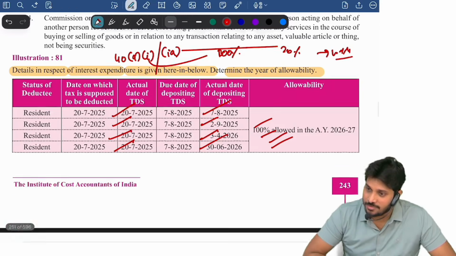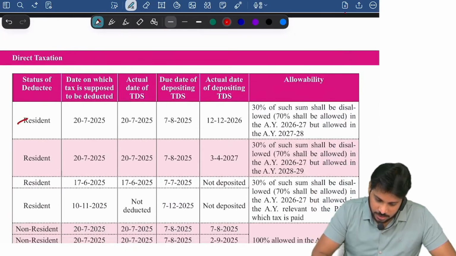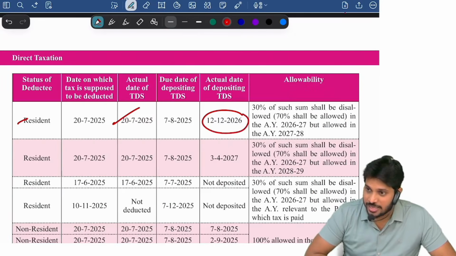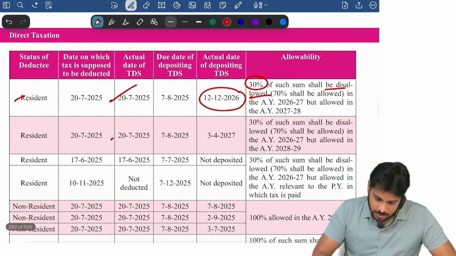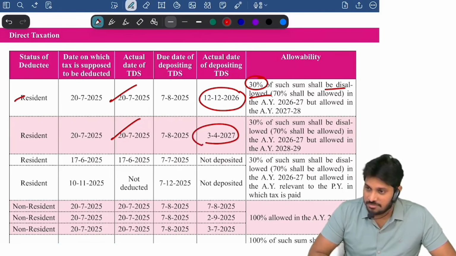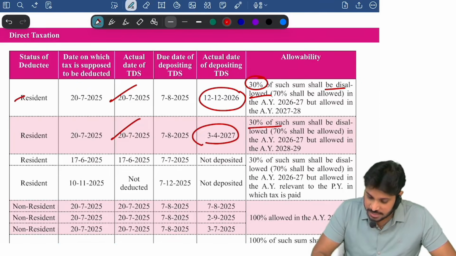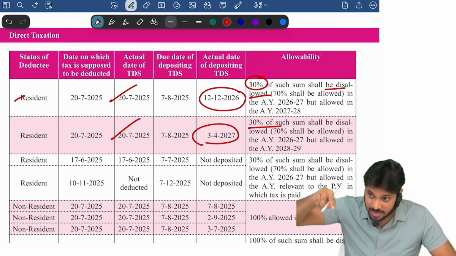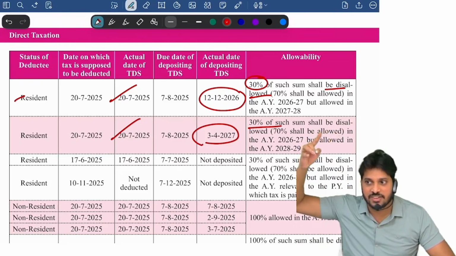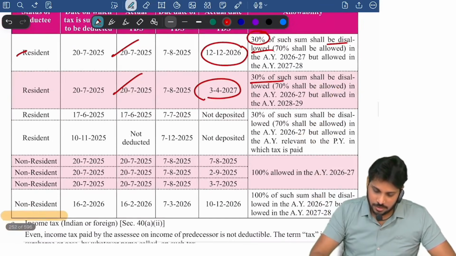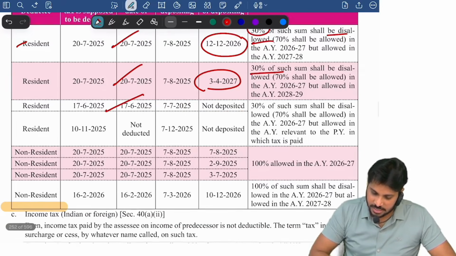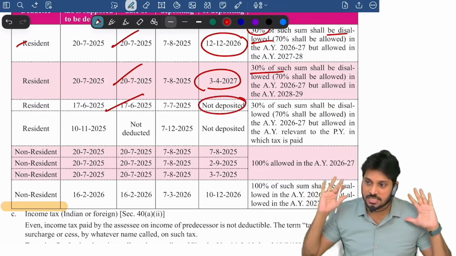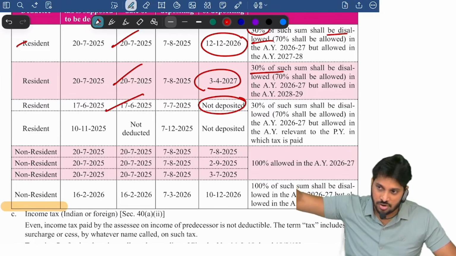So allowed. Next, resident, deduction current year, remittance after due date. 31st July is the due date, but remittance is after 31st July. Therefore, 30% is disallowed. Deduction current year, remittance again after due date. Therefore, 30% is disallowed for the current year. The same 30% will be allowed as deduction in the 27-28 financial year. Next, deduction in current year, not at all deposited. This year 30% is disallowed. Balance amount, we will allow.